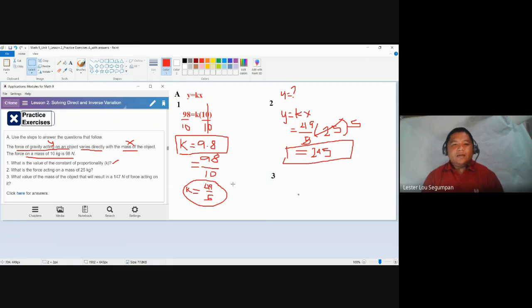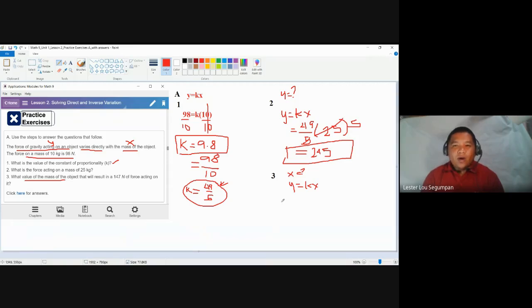Okay, for number 3, number three is still part of the same problem. So we're still going to use the value of 49 over 5 as your constant of proportionality. However, the question for number three is the value of the mass. So we are asked about x, not y anymore. What's the value of the mass of the object that results in 147 newtons? 147 newtons is equal to 49 over 5 times x.